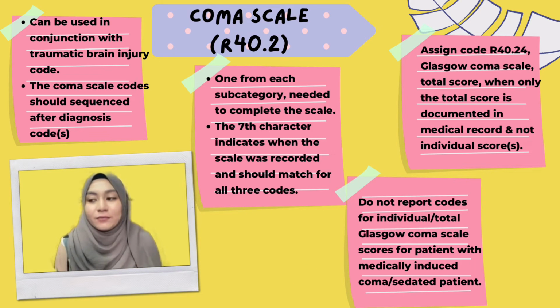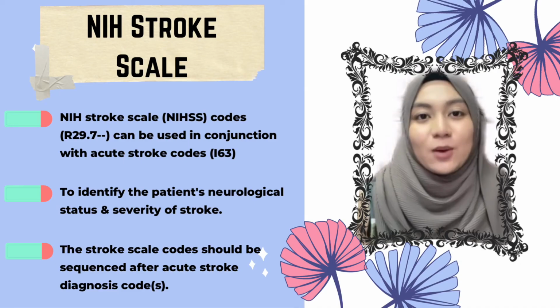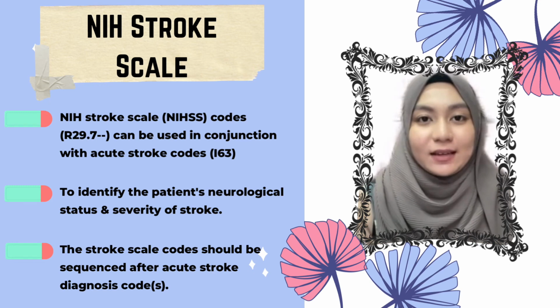Assign code R40.24, which is the Glasgow Coma Scale total score, when only the total score is documented in the medical record and not individual scores. Do not report codes for individual or total Glasgow Coma Scale scores for a patient with a medically induced coma or a sedated patient. Move to the next slide, which is NIHSS.